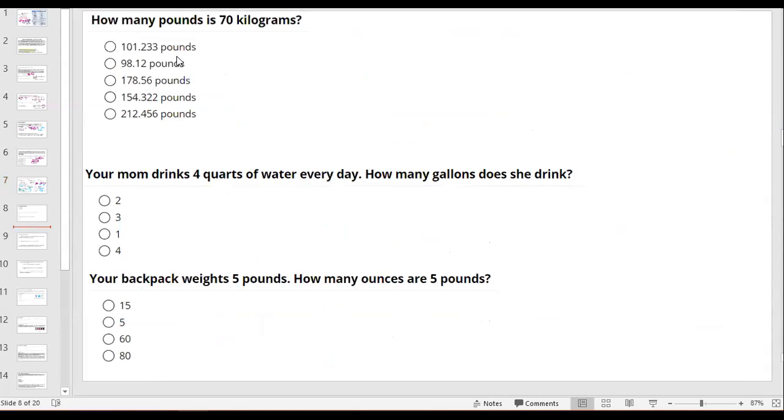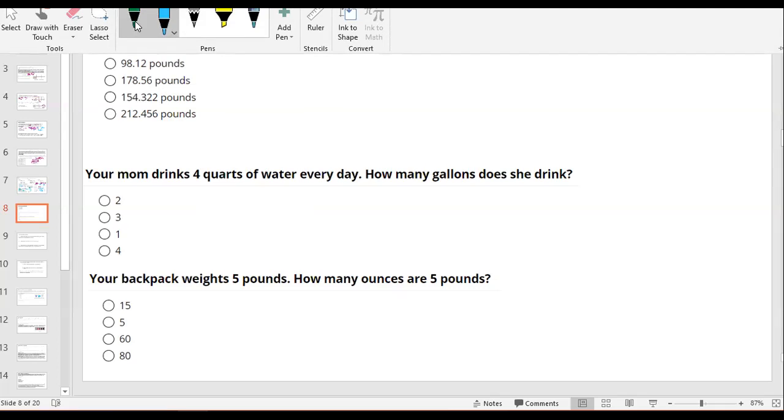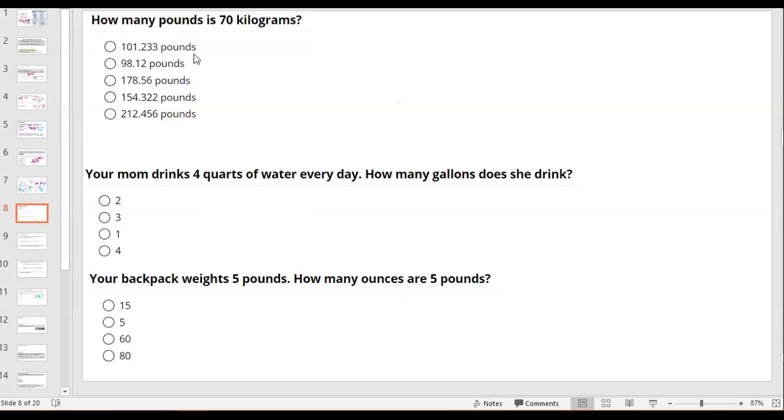So let's see. We have kilograms, how many pounds to kilograms? So you know 1 kilogram equals 2.2 pounds. How many drinks a quart? So how many gallons does she drink? So quarts, you know 1 gallon equals 4 quarts. And divided by 5 pounds are how many ounces? So 1 pound equals 16 ounces. So go ahead and do those 3.